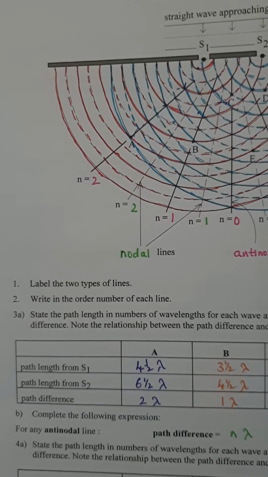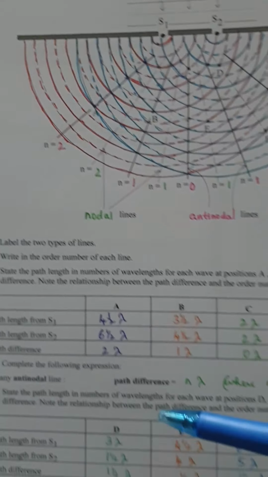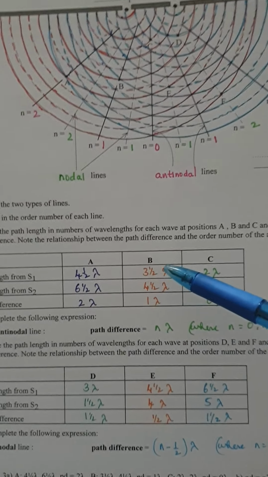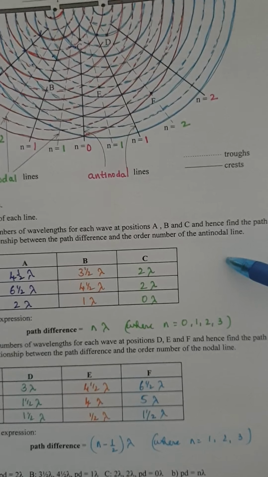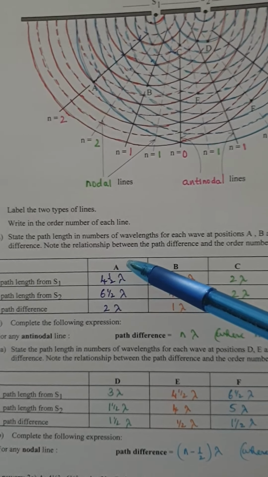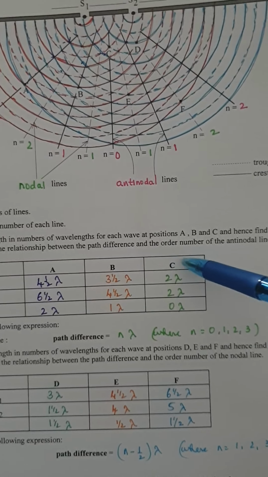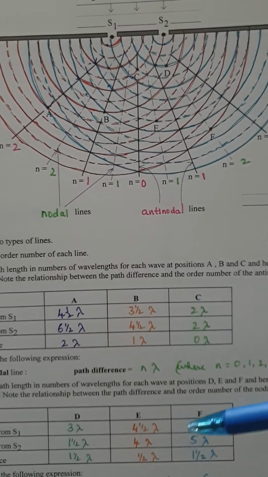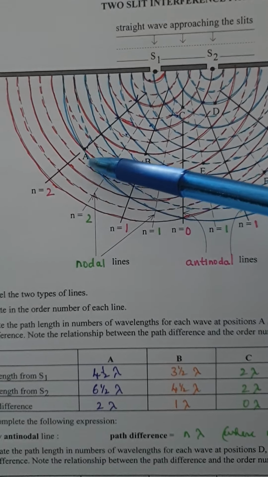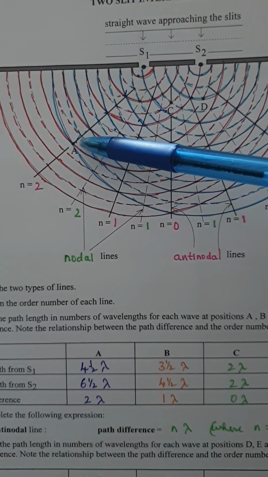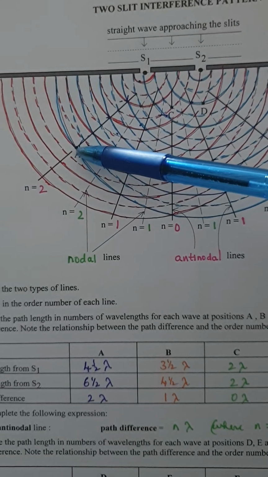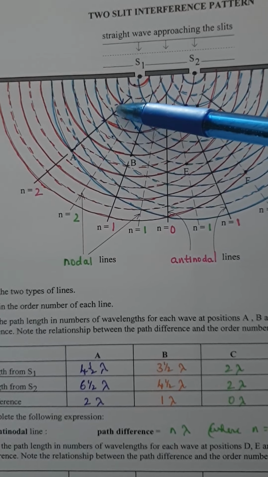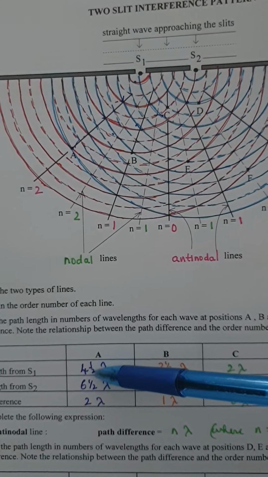Now, the next thing we have to do is figure out the path difference. The question reads: state the path length in numbers of wavelengths for each wave at positions A, B, and C, and hence find the path difference. Note the relationship between path difference and the order number of the antinodal line. The path difference is the difference in distance traveled by the waves to reach a point. This is point A. To figure out how many waves from S1 reach A, you count: from there to there is 1 wavelength, 2, 3, 4.5. So I got 4.5 here.